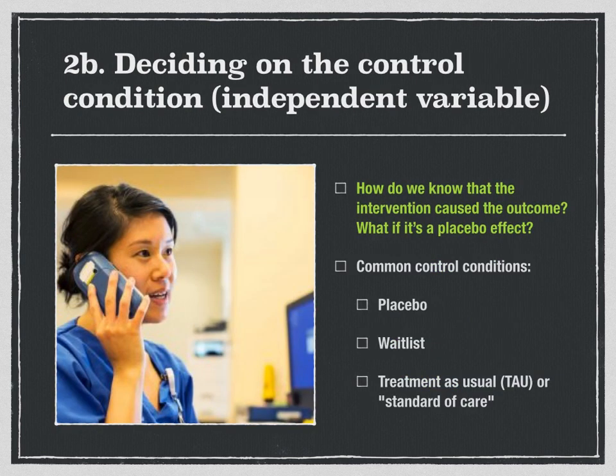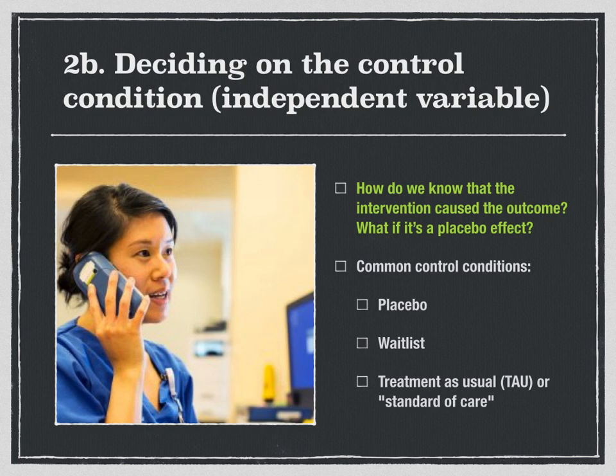An important part of this step is to decide on the control condition, because now we have an intervention to test, but how will we know that in the end it was the intervention and not some other factor that causes the outcome? What if it wasn't the nurse phone calls that help baby's health, but merely the fact that families who do things like sign up for health studies are more likely to already have better health knowledge for taking care of their baby?